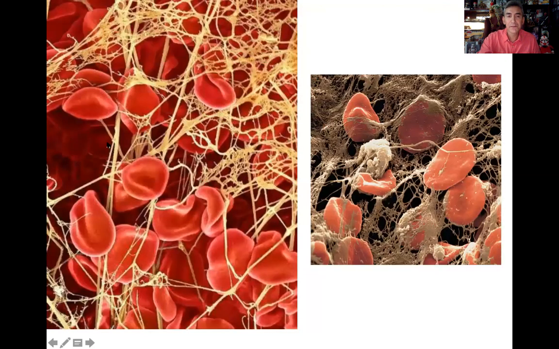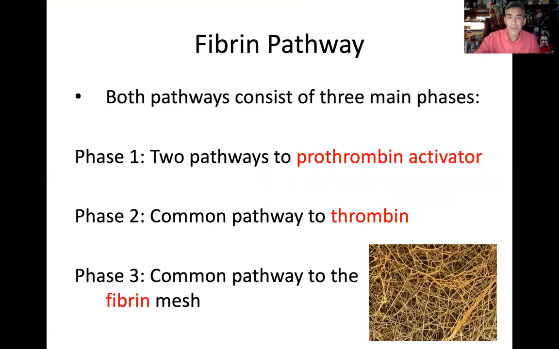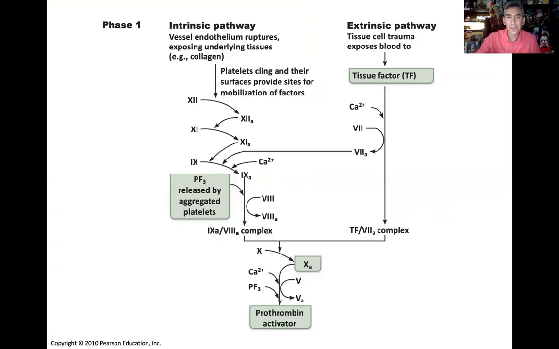So the fibrin, spiderweb, fibrin mesh, trapping, adhering, sticking to the platelets. So that's the goal, right? This cross-linked fibrin mesh, right? So again, I hope all that made sense. All this pathway leading to prothrombin activator, and eventually then leading to fibrin. And again, I'm not going to ask these specific factors.